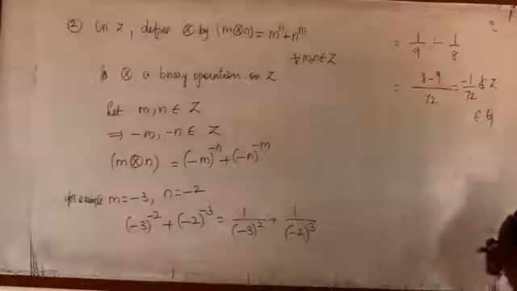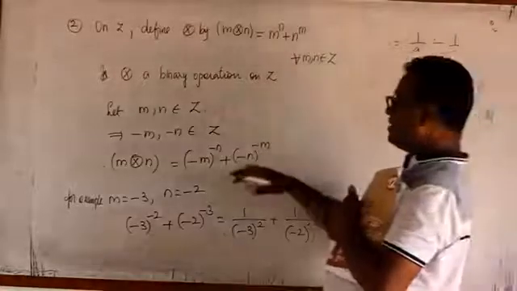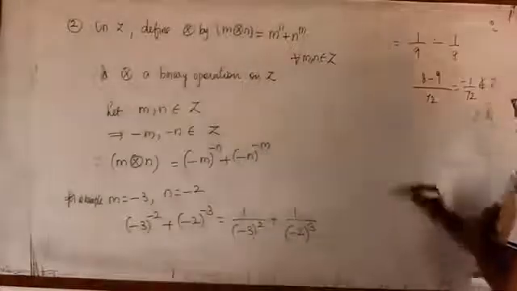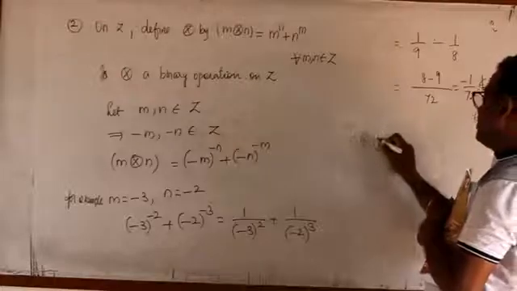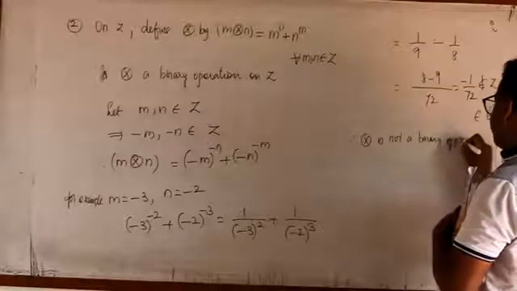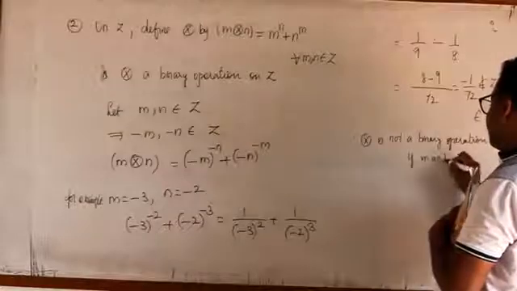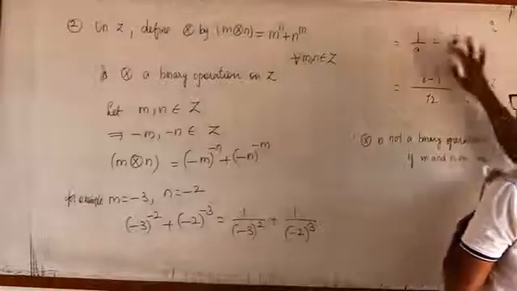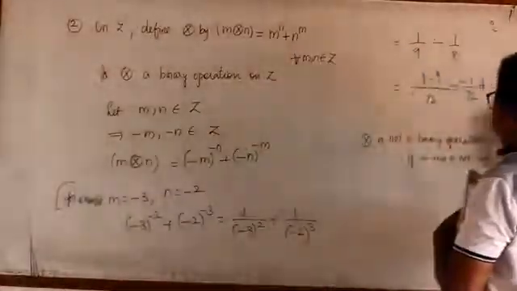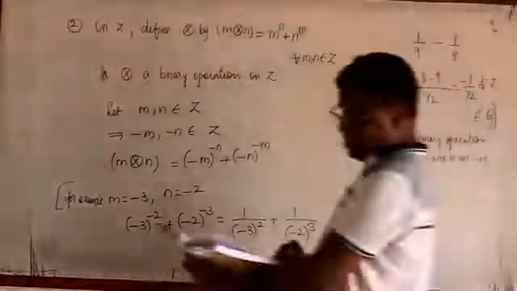Therefore, it is not a binary operation on Z. Therefore, if it is negative, the star is not clearly explained. Therefore, it is not a binary operation. Therefore, star is not a binary operation if m and n are negative. So you don't need to explain these things in your exam. Just you can say. So with that, the second problem is over. Now we shall go for the third problem.